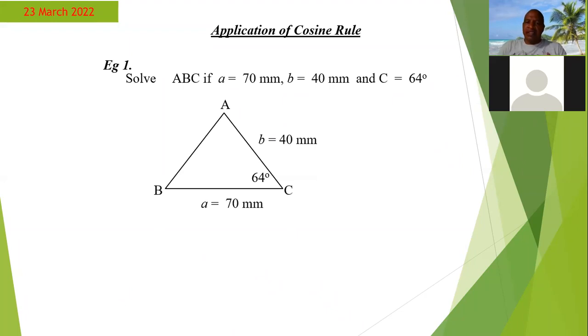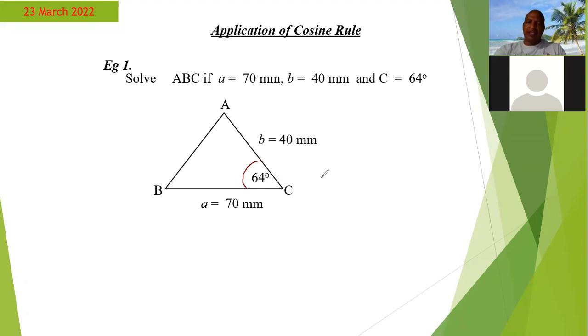Now, this condition, if you pay close attention to it, would be one of the conditions for the cosine rule. So what you're given here in this condition, you're given 2 sides, and you're given the angle between the 2 sides. So remember, once you have this condition, you're going to be using the cosine rule.